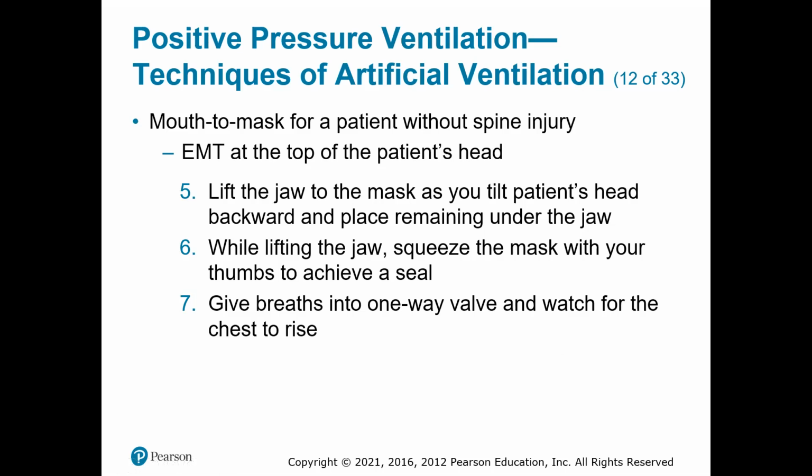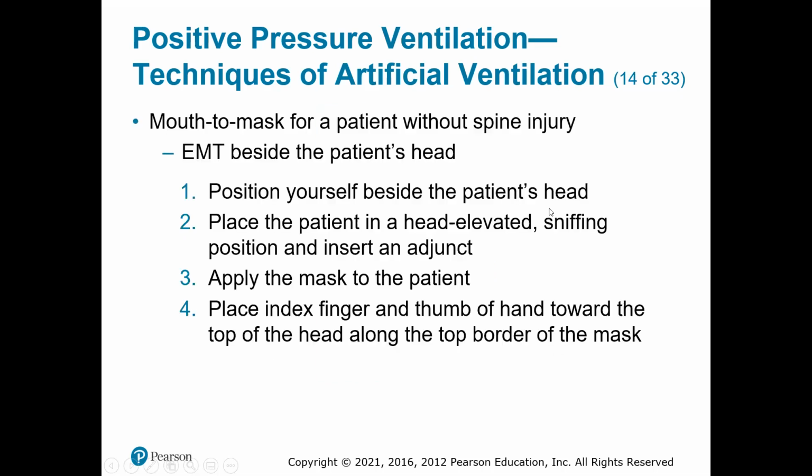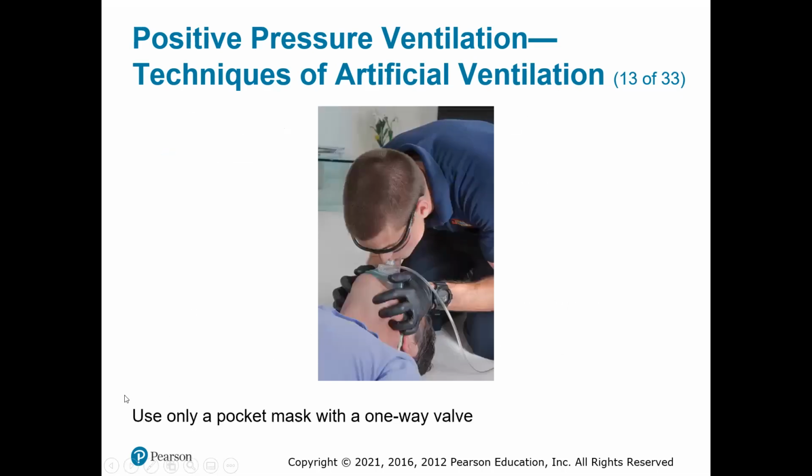You need to squeeze the mask with your thumbs, give breaths in the one-way valve, and then watch for that chest rise. While you're breathing, you need to point your eyes up to that chest. The second it moves, you're good to go. So right here, he's got fingers on that jaw. He's able to see that line of sight. He's bringing the jaw up to the mask. And this one actually has the ability to have an oxygen supply to it.